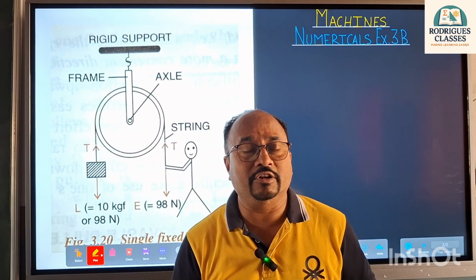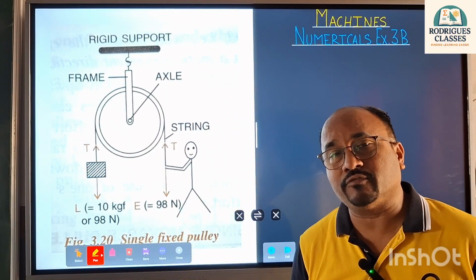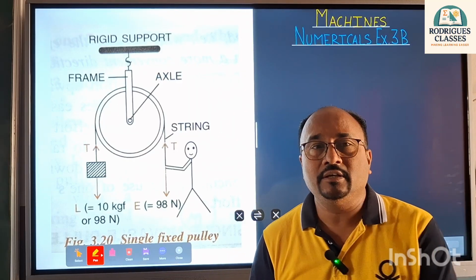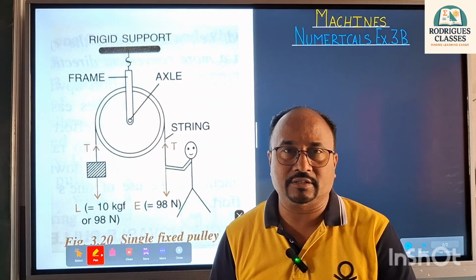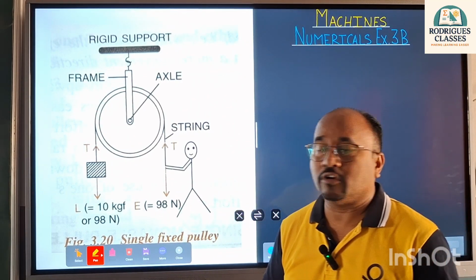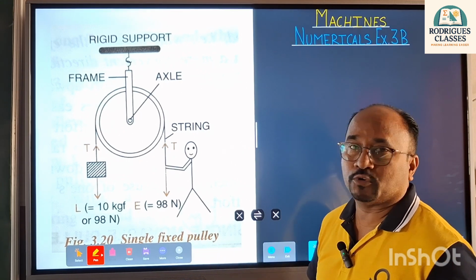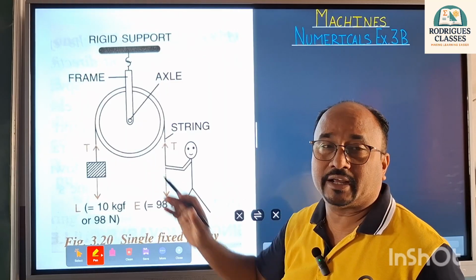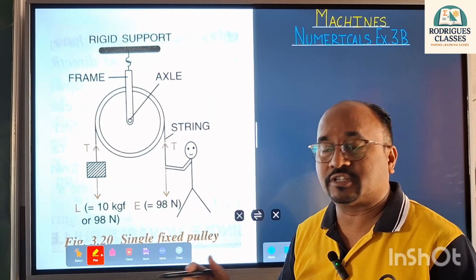So one by one, we will go through each one of them, and in all of them, basically we will have to see how we get the mechanical advantage, velocity ratio and efficiency. So starting first of all with a single fixed pulley. There is a rigid support, and a single fixed pulley is there. This pulley can't move from its place, that is why it is a fixed pulley.